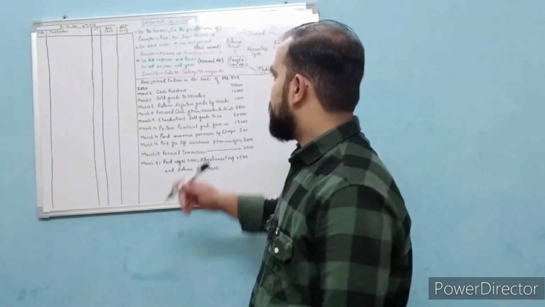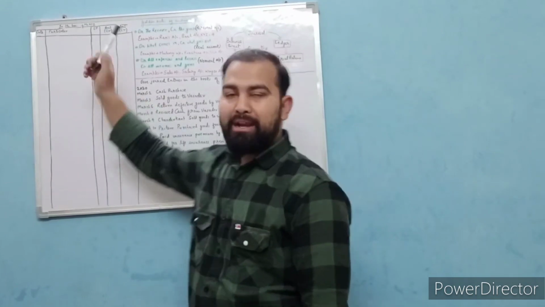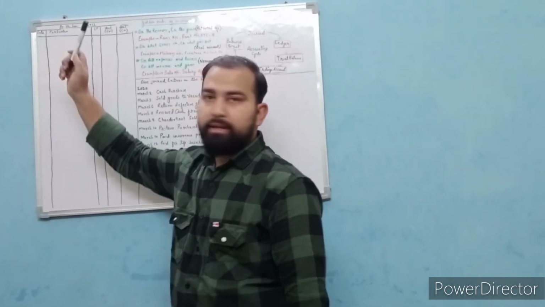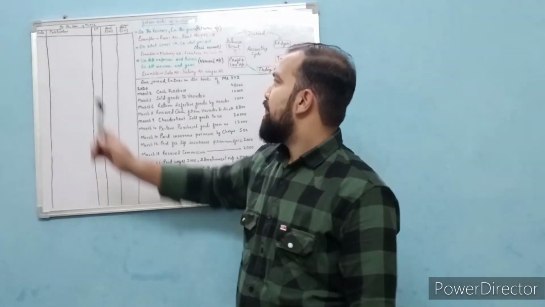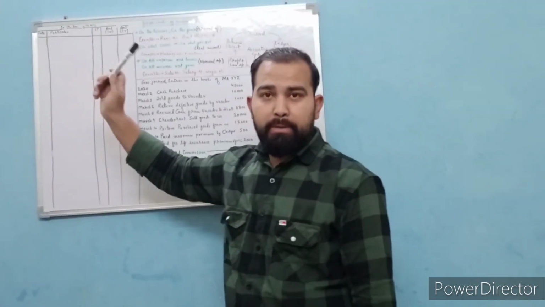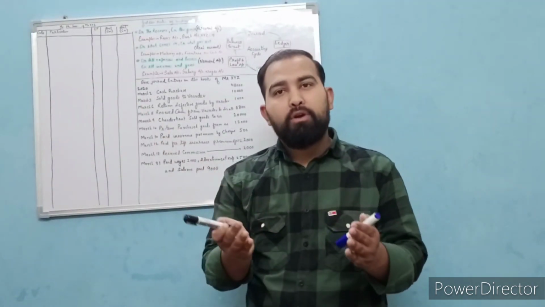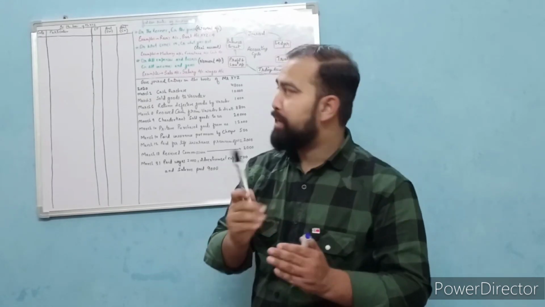So in the books of accounts, first of all, the format of the accounting is, first is date. We have to mention the date, that on which day which transaction happened. After that, we have to write the particular. In particular, we have to write what transaction we have done. I will explain this.